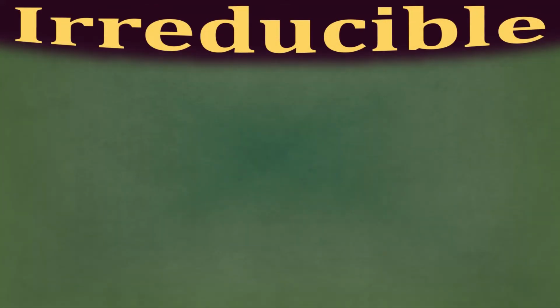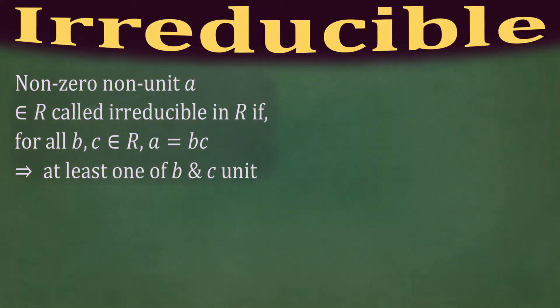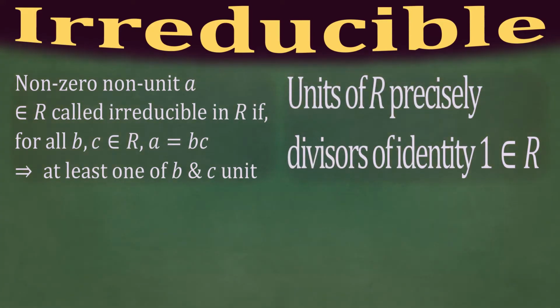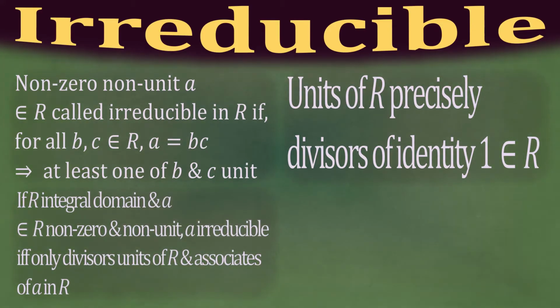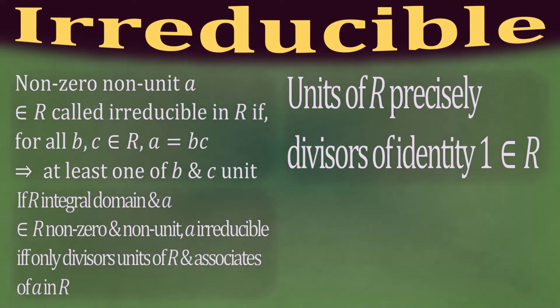Next, let's define an irreducible. A non-zero, non-unit a in R is called irreducible in R if, for all b, c in R, we have that a equaling bc implies at least one of b and c is a unit. Hence, the units of R are precisely the divisors of the identity 1 in R. Therefore, if R is an integral domain and a in R is a non-zero non-unit, then a is irreducible if and only if its divisors are units of R and associates of a in R.